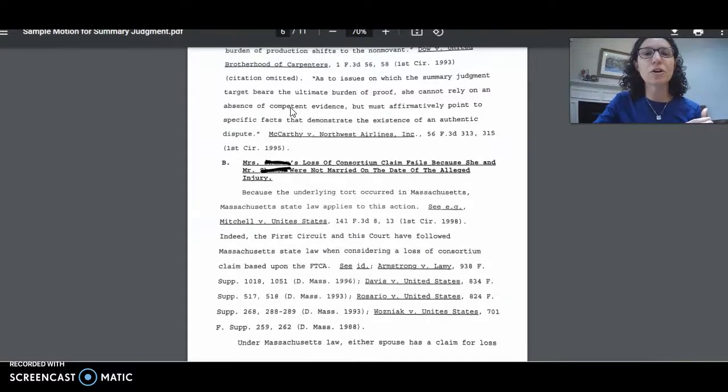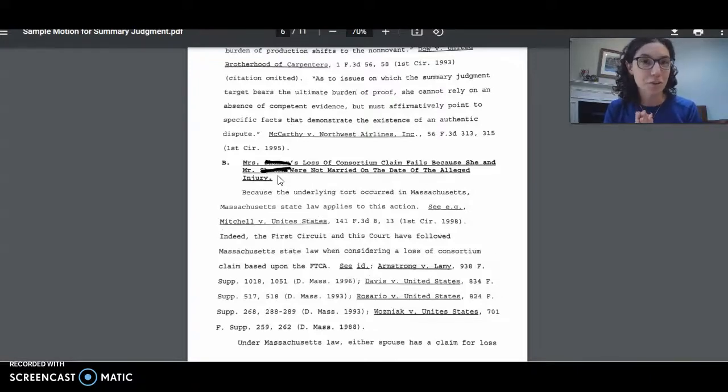Letter B for you is going to be your argument section. Now I want you to see, and we'll get back to it in a second, how the argument heading doesn't just say grant me summary judgment. It says Mrs. X's loss of consortium claim fails because she and Mr. X were not married on the date of the alleged injury. So the heading for your argument section actually becomes like your contention.